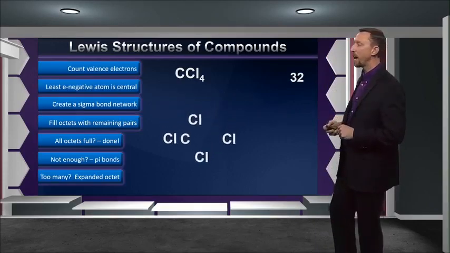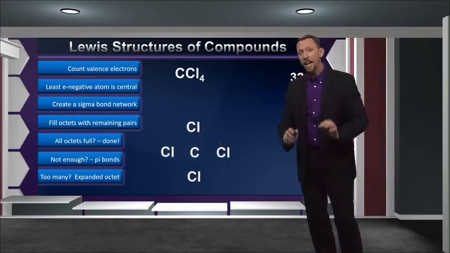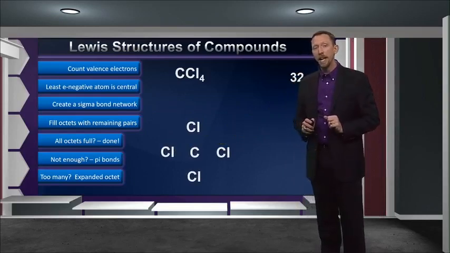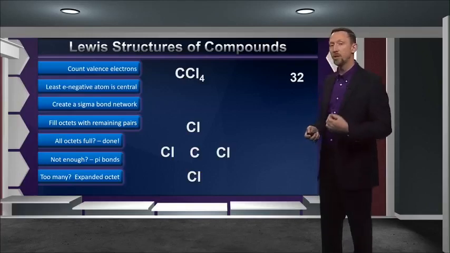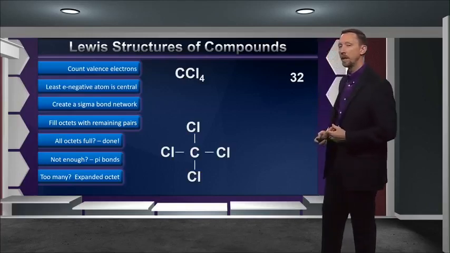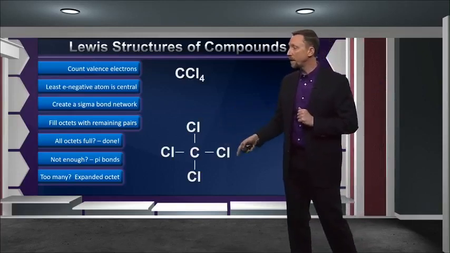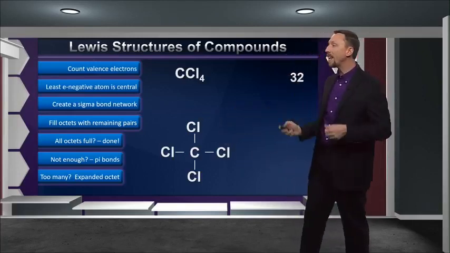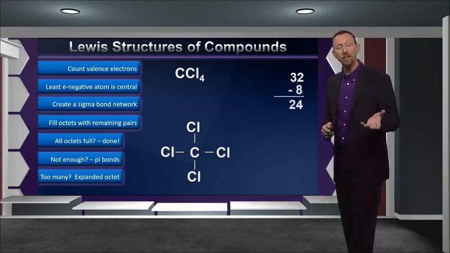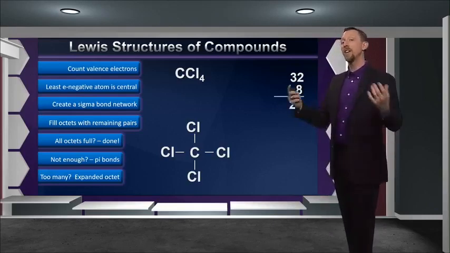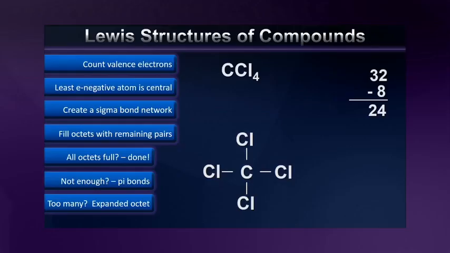Now, my next step, place the least electronegative element, in this case that's carbon, in the center of my molecule. And create a bonding network that holds all of the other atoms to that central molecule. So, creating the 4 bonds that hold each of these chlorine atoms in place consumes 8 electrons from my valence electron budget. That leaves me with 24 electrons left to satisfy the octet rule for everyone in this molecule. So let's get busy doing that.